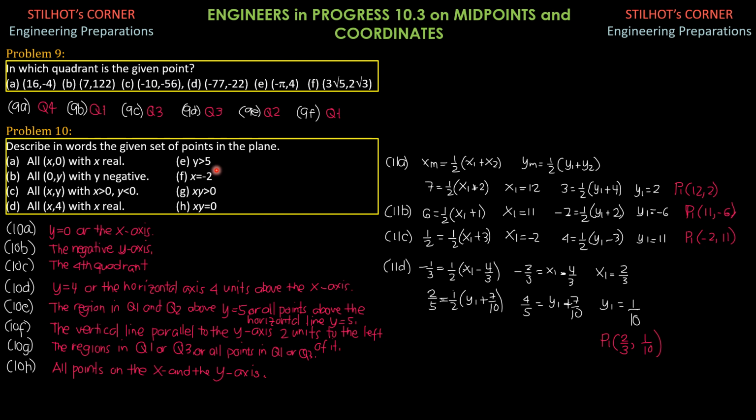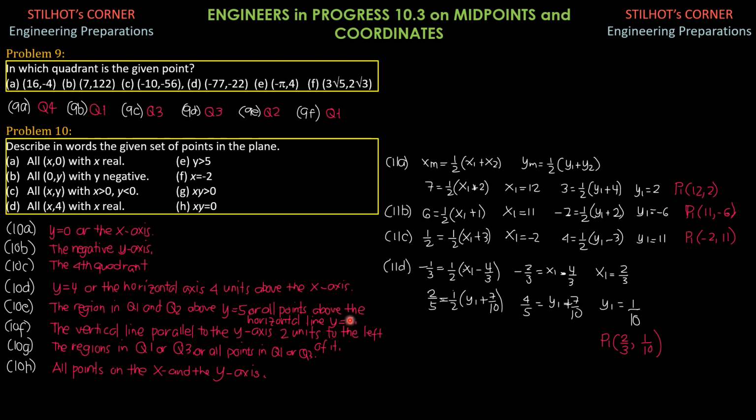Then part e, y is greater than 5. So it means it is the region above a horizontal line parallel to the x-axis, the line 5 units above the x-axis. So the region is in quadrants 1 and 2, all points above the horizontal line y equals 5.